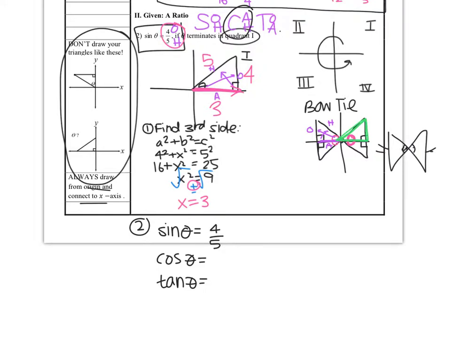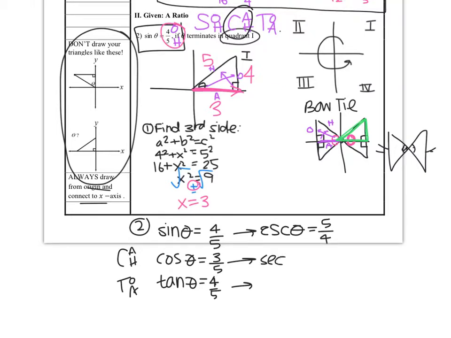Remember that cosine uses A over H, adjacent over hypotenuse. So A is 3, according to our picture, and H is 5. Tangent, TOA, O over A, 4/5. And then they're reciprocals. S matches with the C word, CSC, cosecant. Just flip it upside down, and you're good to go. Ready to rock and roll.